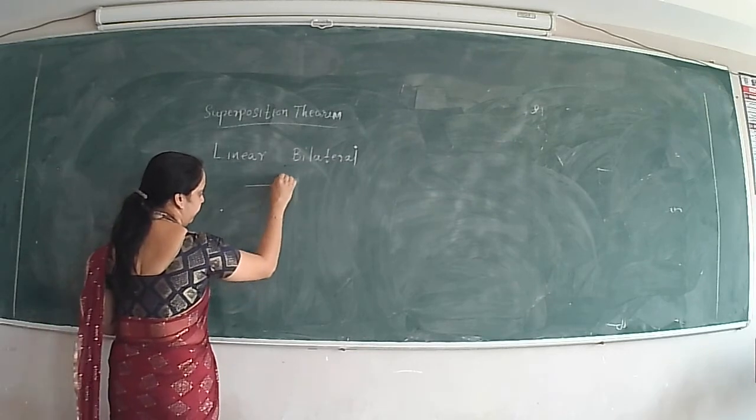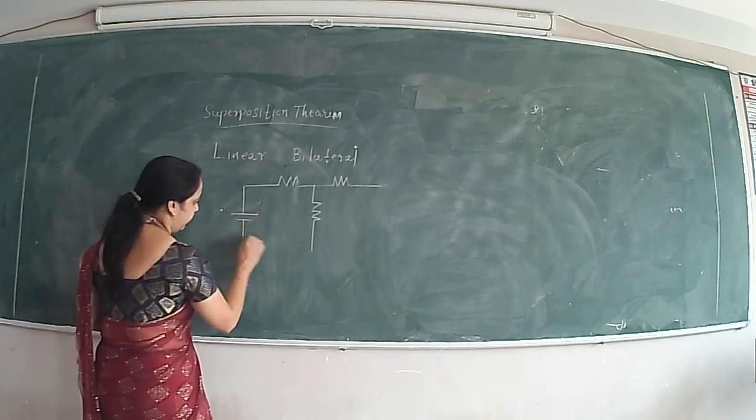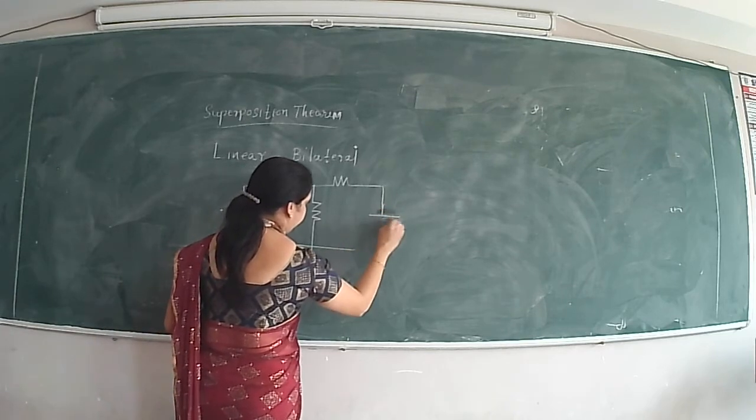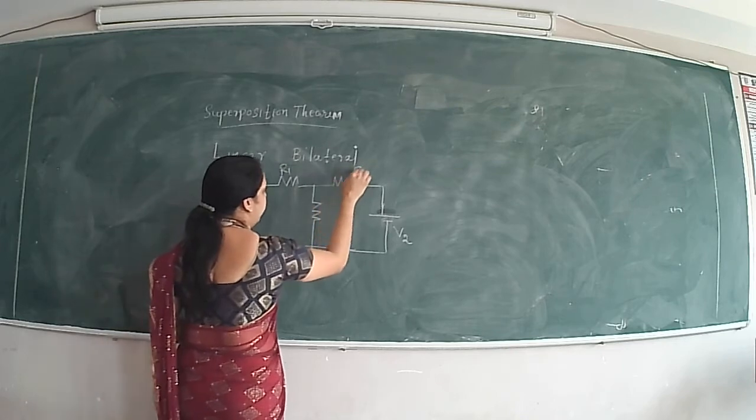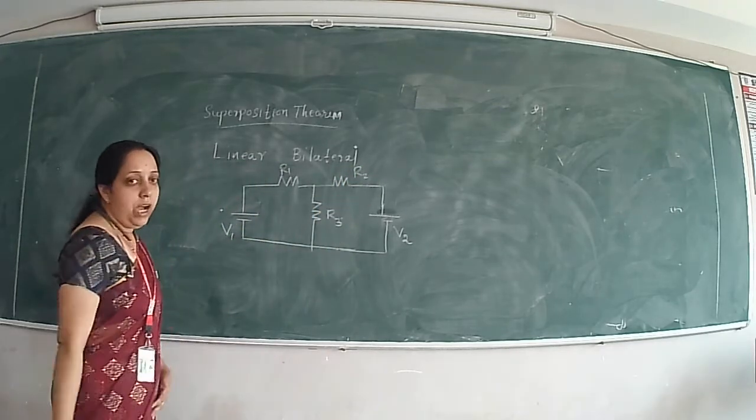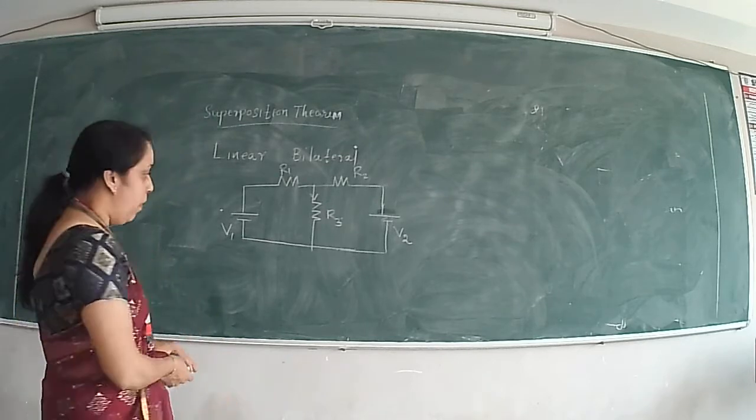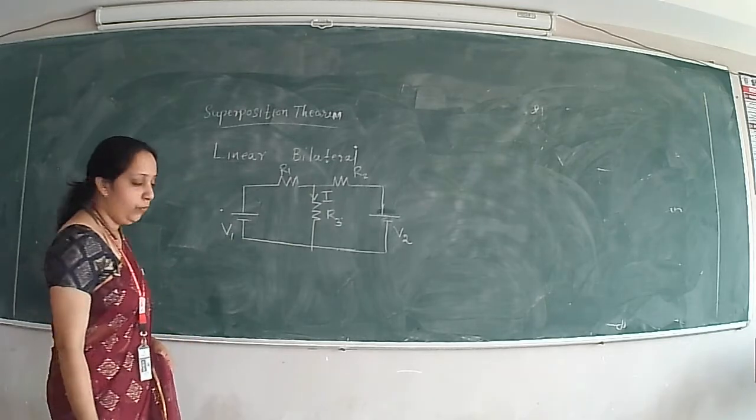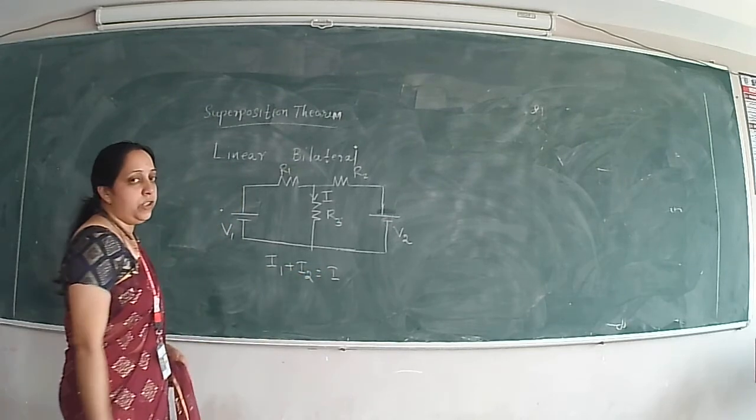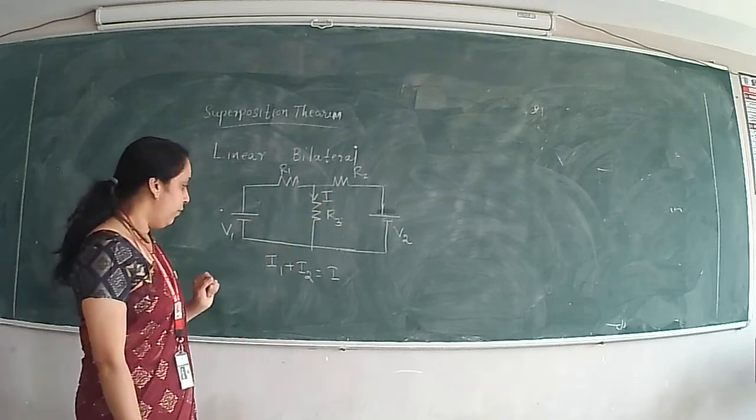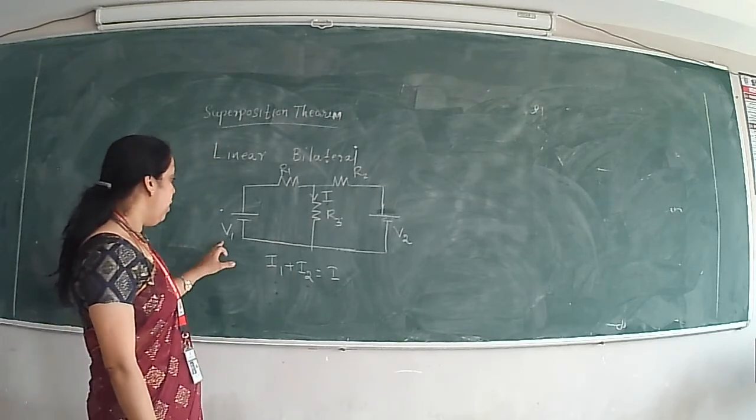So how can we find out the response? Let us consider a circuit having the voltage sources V1, V2 and the resistances R1, R2, R3. We have to find out the response in the element R3. Based on superposition theorem, the response I will be equal to the sum of two responses, let us consider I1 and I2. And this I1 and I2 we will get by considering one source at a time.